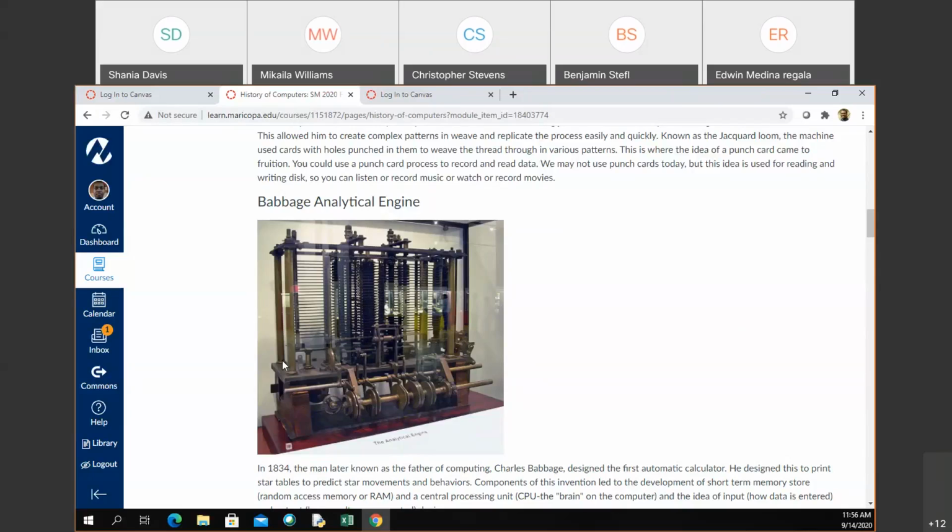So kind of like the Loom, right? You put your inputs in, that would be the holes in the card, and then the output would be the product that's created. So he got all this together, or theorized this, but he didn't make it.